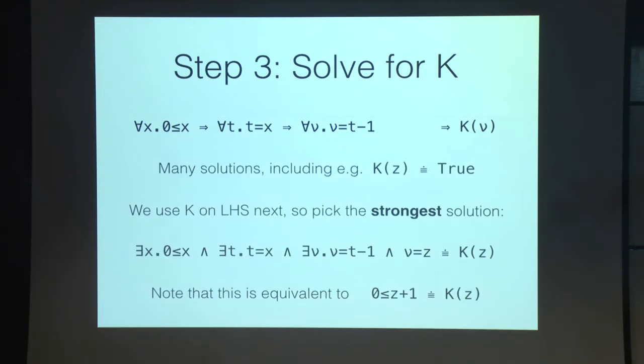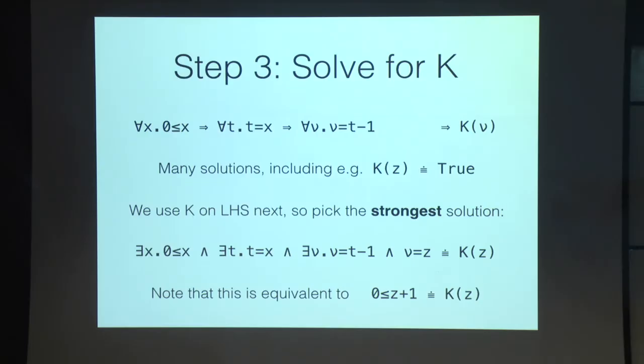Now, there are many solutions there, including just the trivial solution, k equals true, because any left-hand side will imply true. However, we know what's coming next, which is that we're going to be using k on the left-hand side of some implications. And so we don't want to choose a trivial true. It doesn't help us when it's on the left. We want instead the strongest solution possible for k. And when we have a bunch of hypotheses that imply k, the strongest solution is essentially just the conjunction of those hypotheses. The implies turn into ands, the for alls turn into exists, and there's our solution.